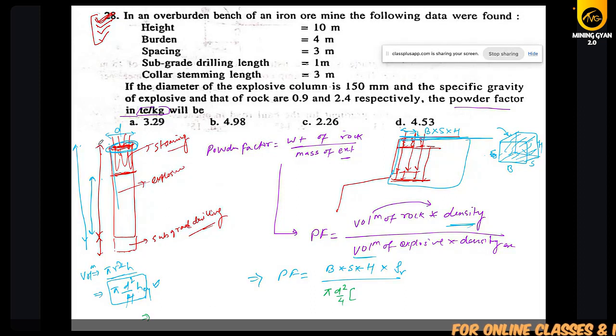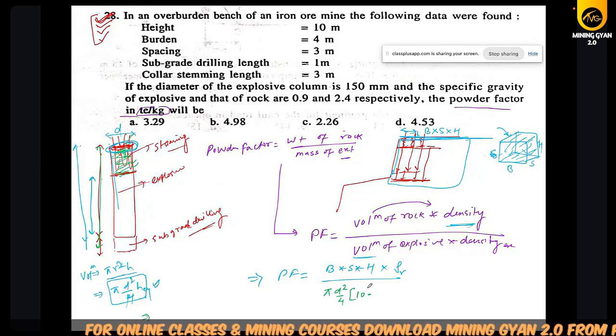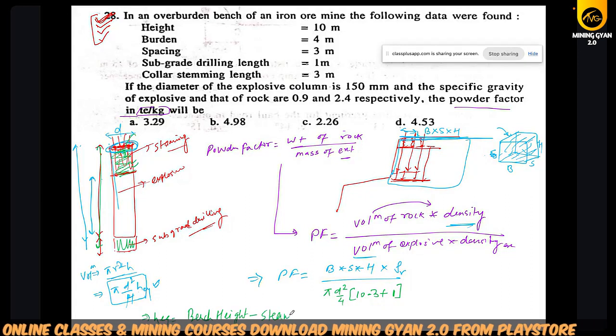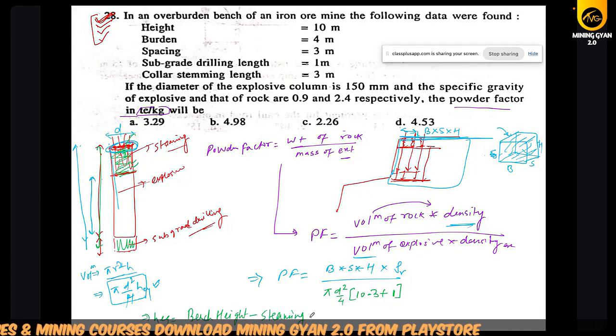The whole bench height is 10 meters. Then you have to subtract the stemming, because we do not put explosive in the stem. In the stemming we put OB or some other material, so minus the stemming height. But in the subgrade drilling we put explosive, so this is the extra part, so we will add. So h equivalent equals bench height minus stemming height plus subgrade drilling.